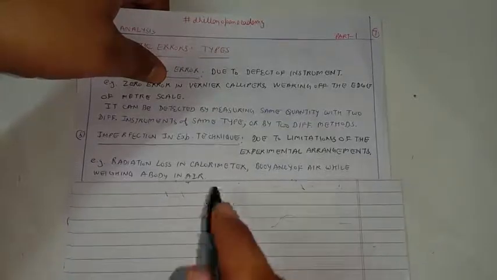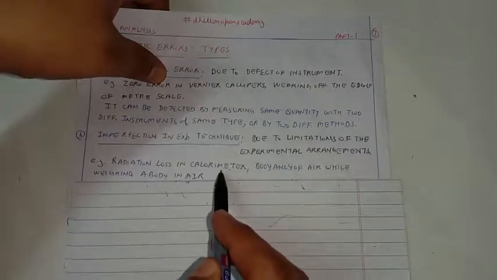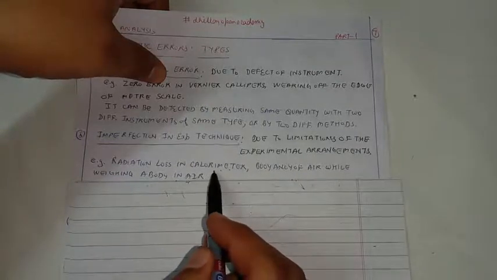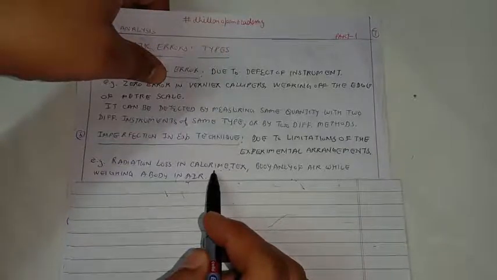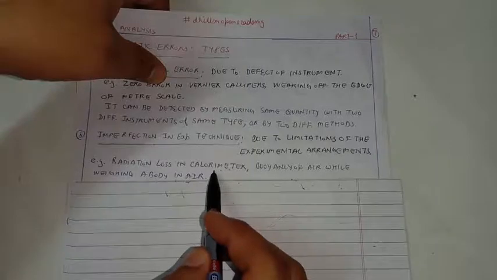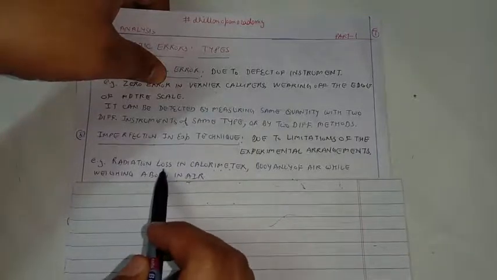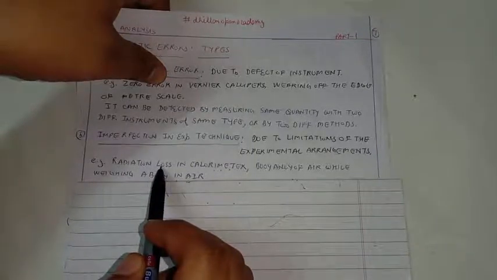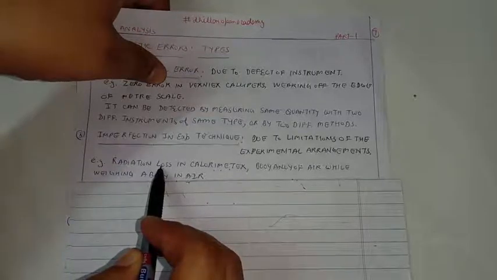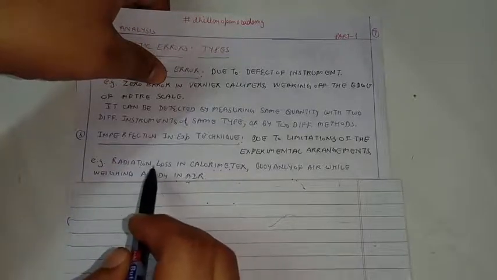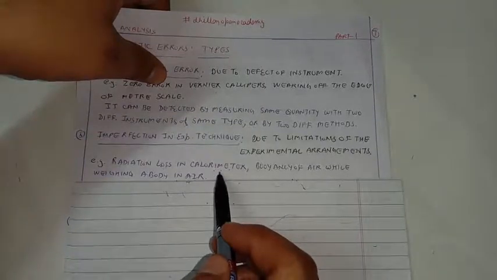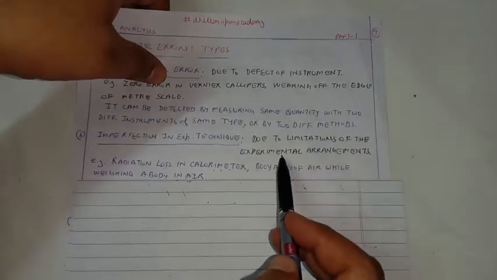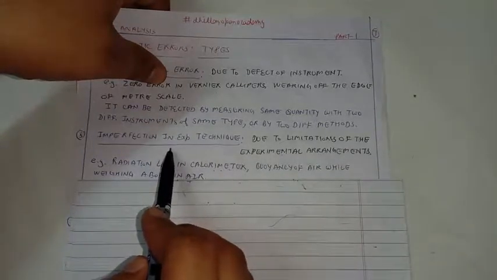For example, a calorimeter. We are using the calorimeter which works on the law of conservation of energy: heat lost by the hot body equals heat gained by the cold body. There must not be any loss of energy into the surroundings, but we know that there is some loss of energy due to the radiation process, conduction process, and convection process. Because these kinds of energy losses cannot be removed 100%, this is a limitation of our experimental arrangement which is going to cause error.